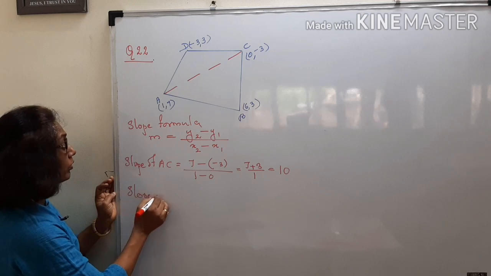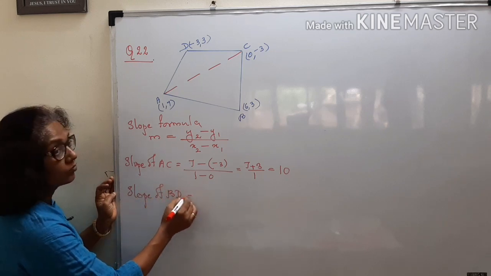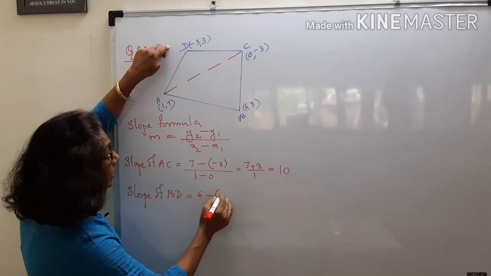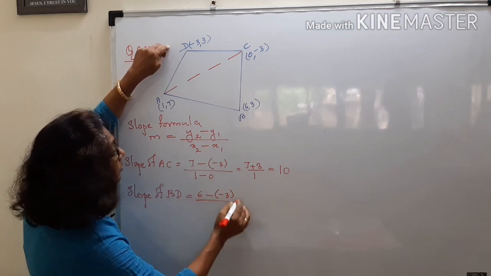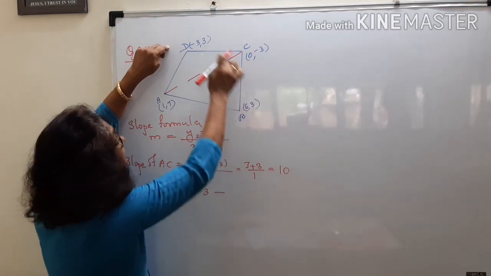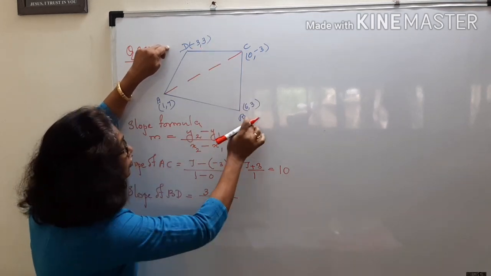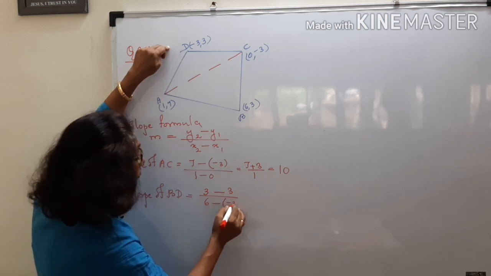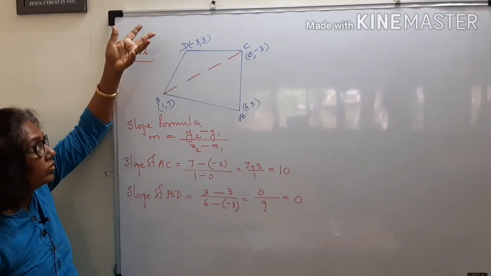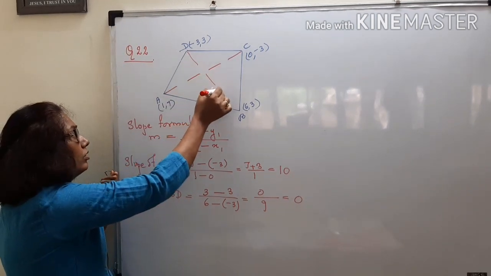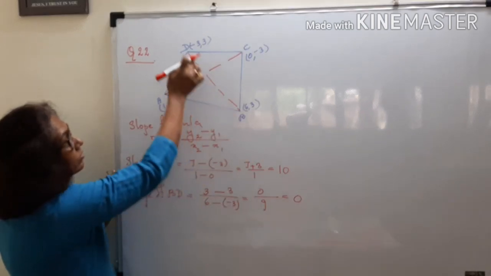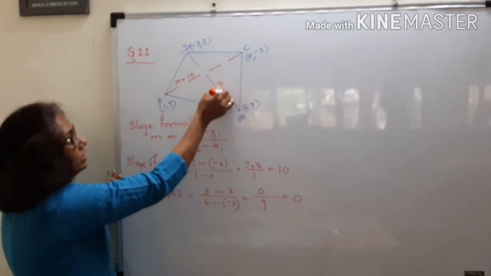Similarly, slope of the next diagonal BD will be 6 minus of minus 3, divided by, sorry children, 3 minus 3 upon x coordinate 6 minus of negative 3. We get 0 on 9, which is 0. So we got the diagonals. Diagonal AC has a slope equal to 10, and BD the slope is 0.